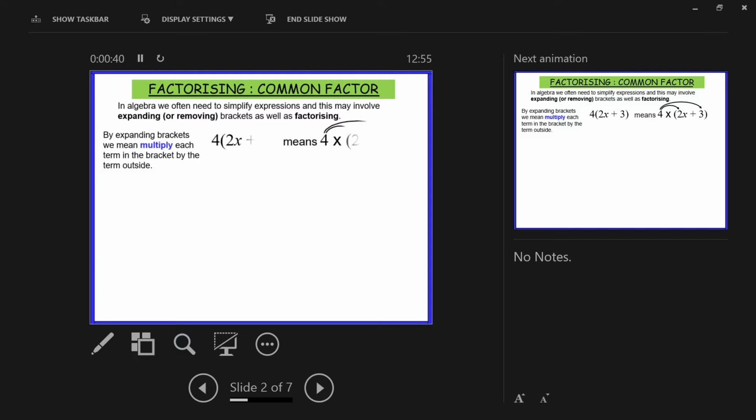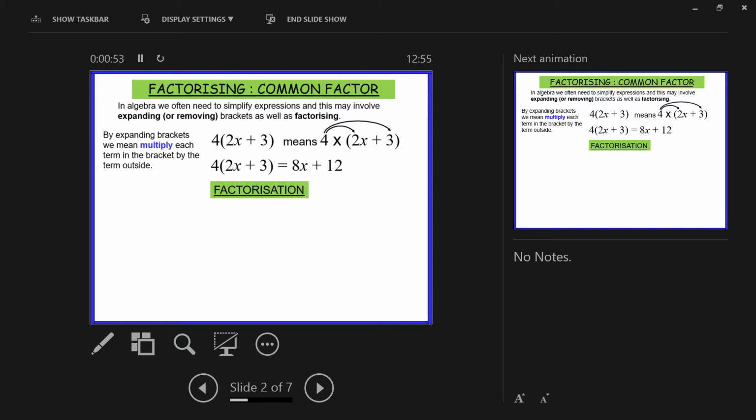So I gave you 4 bracket 2x plus 3. So that meant that the 4 must be multiplied with a 2x and with a 3. So you guys then got 8x plus 12. You good? Okay, so factorizing, people, is basically the opposite of that. It's just reverse, yeah?